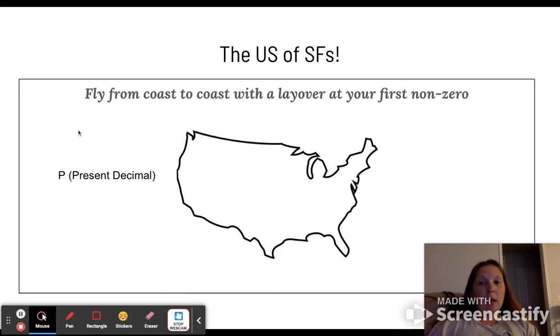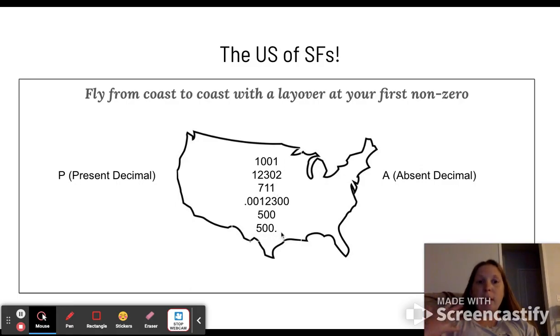So we know that on this side of your United States is the Pacific Ocean. We're going to call this the present decimal ocean. And on our side of the United States, that's the Atlantic Ocean. So we have an absent decimal. So here are all our values. You can write those down. I can't remember if I put them actually in your notes or if you need to write those down. And we're going to fly from coast to coast, Atlantic to Pacific, or Pacific to Atlantic, depending on if a decimal is in your number or not.